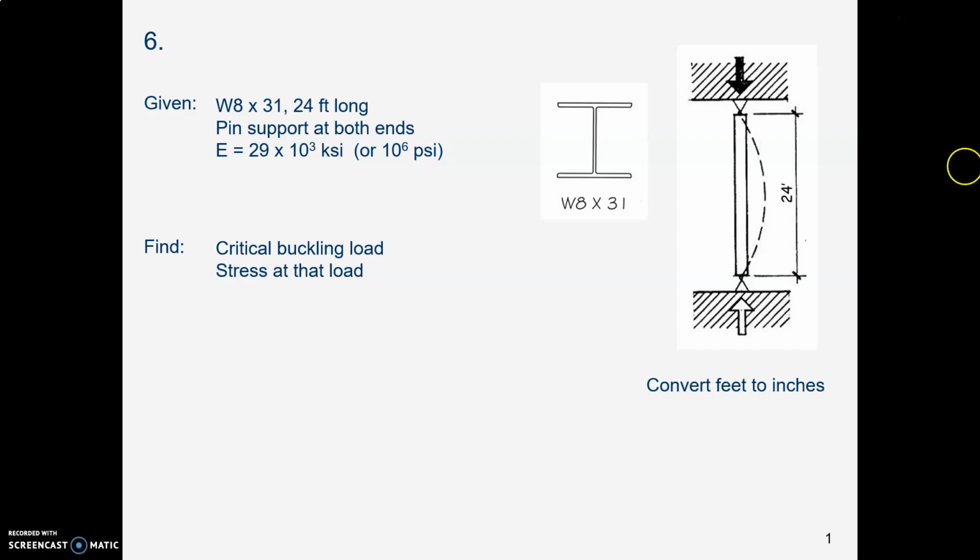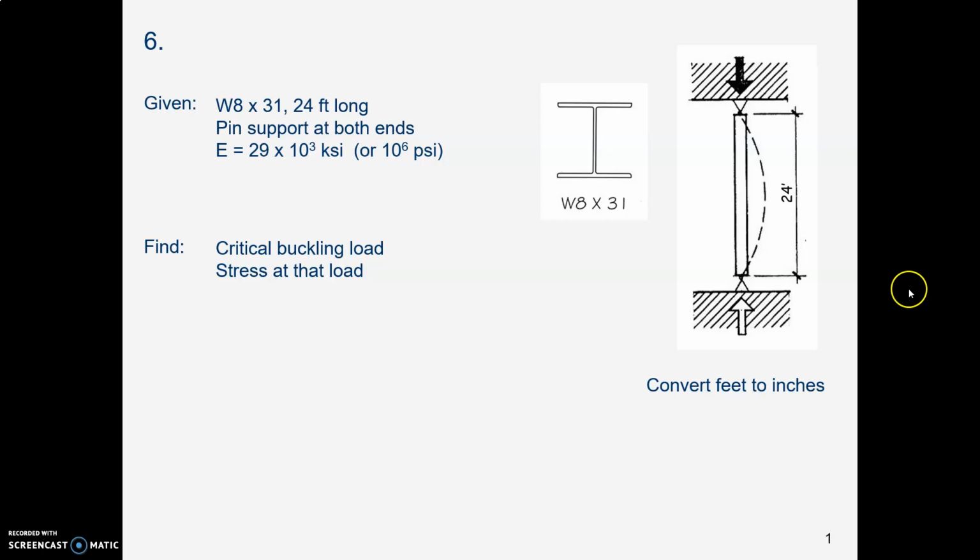We have a situation with a steel column. Here's a steel column. It's a wide flange, 8 by 31, so an 8-inch wide flange by 31 pounds per foot, and it's 24 feet long. Okay, and we're going to find out how big is the critical buckling load, and then how big is the stress when you reach that buckling load.